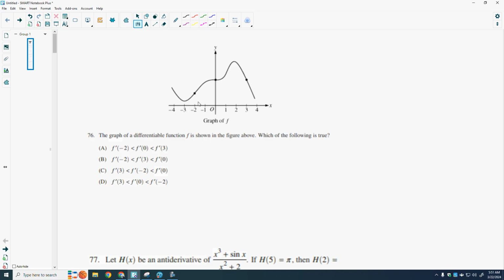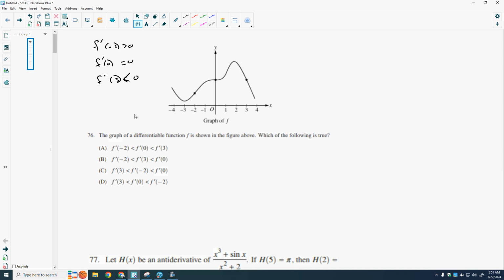So my first question I have to ask myself is, what does the graph of f tell me about the derivative? Well, I know that if my graph is increasing at a point, then the derivative is positive. So I know that f prime of -2 is greater than 0. Okay. I know if my graph is flat, then f prime of 0 equals 0. And my graph is decreasing on this side, so f prime of 3 is less than 0.